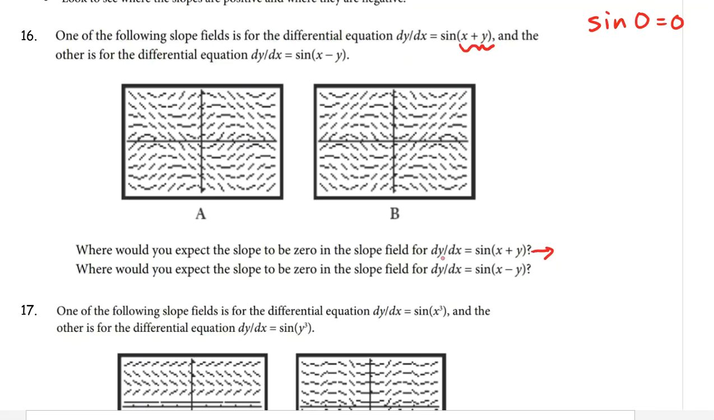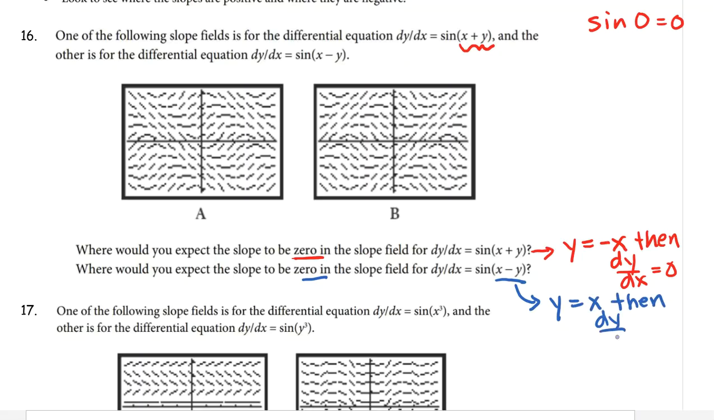So here they're written again. What would you expect, when would the slope be 0? If y is equal to the opposite of x, then dy/dx would give us 0 because we would have the sine of 0. And in our second equation, when would this be equal to 0? When y is equal to positive x, then dy/dx would be equal to 0. So how does that help us?